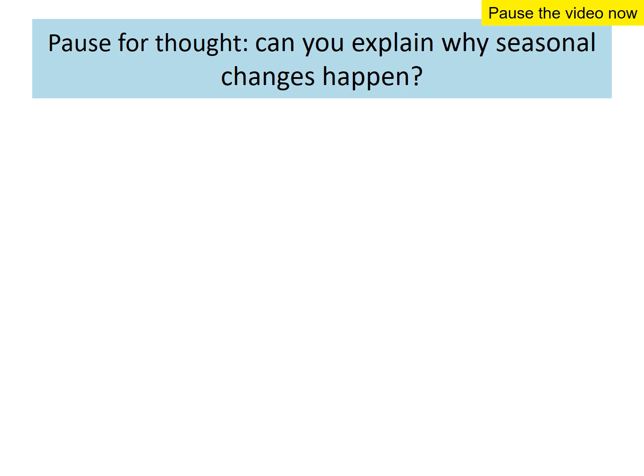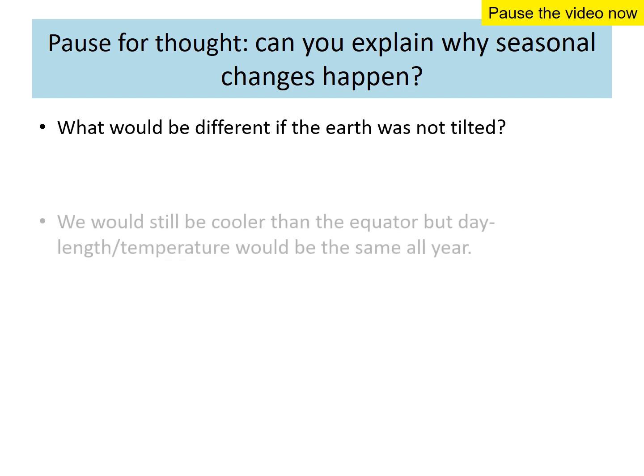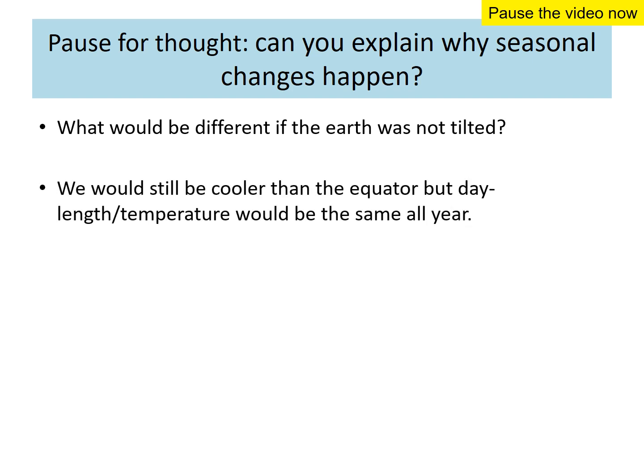So, can you explain why seasonal changes happen? How would it be different? What would be different if the Earth was not tilted at all? Pause the video and have a quick think. Well, if the Earth was not tilted, we would still be cooler than the equator, but day length and temperature will be the same all year round.